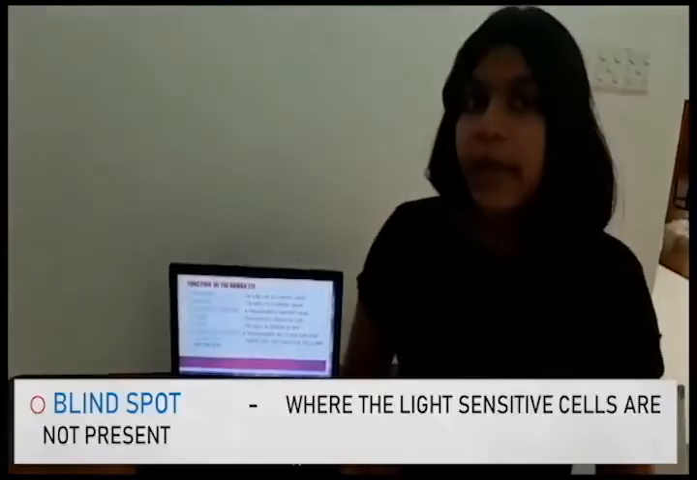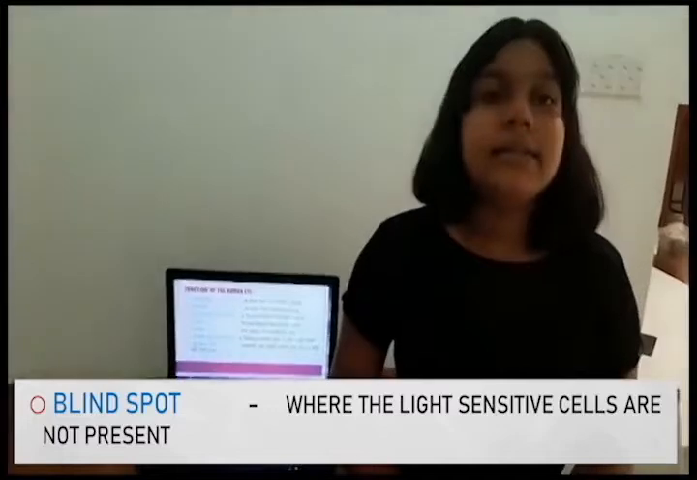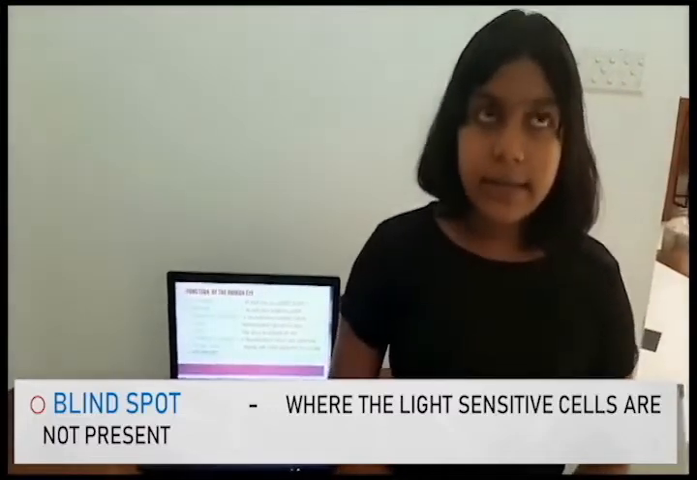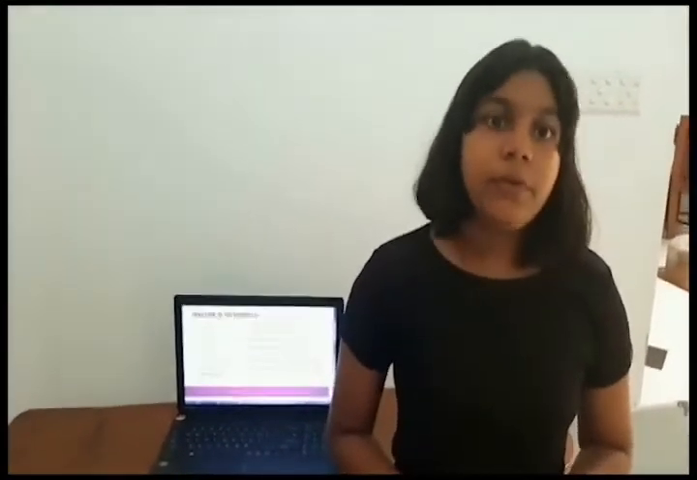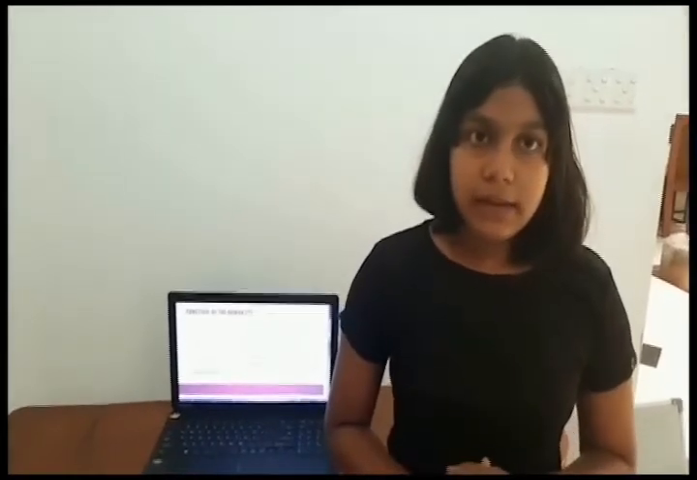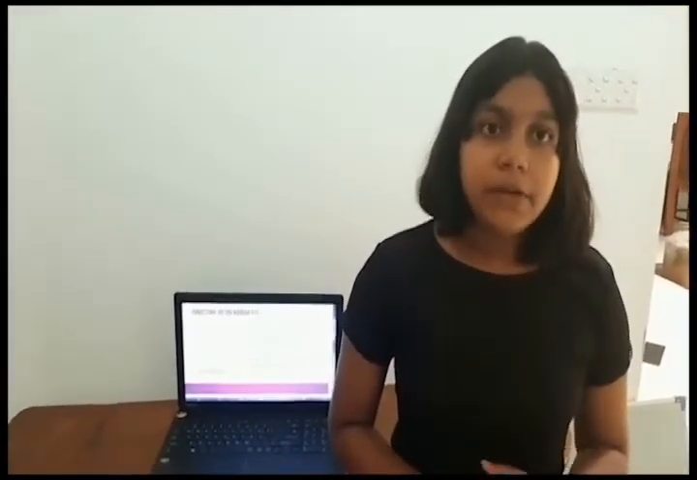Blind spot. Blind spot is where the light sensitive cells are not present. Therefore, light is focused but there is no vision. The optic nerve is very important for this internal structure, because the eye and the brain are connected through the optic nerve.